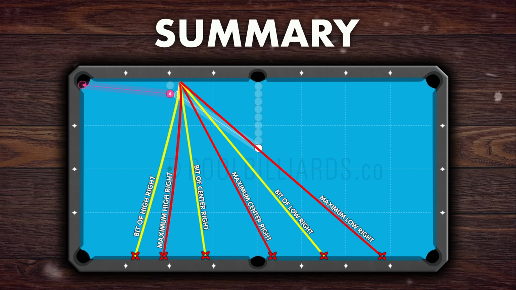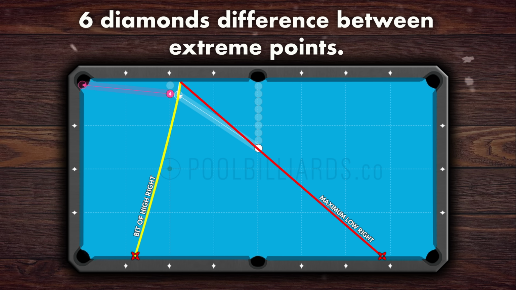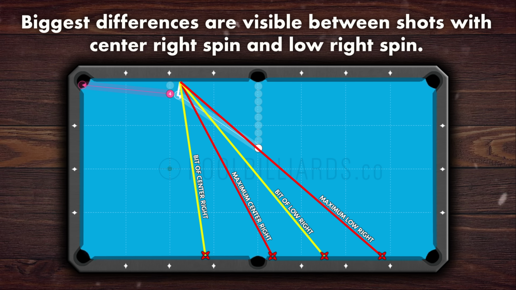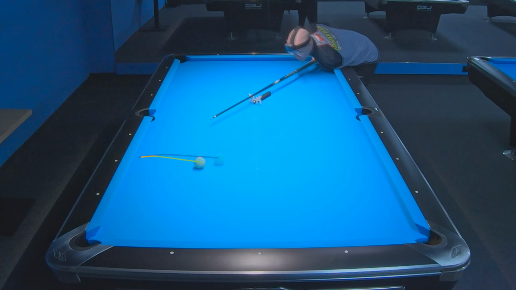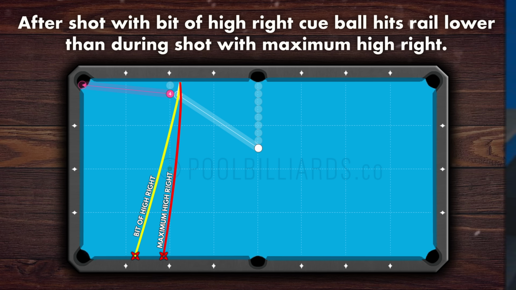However, if we try to compare all 6 shots with different types of right spin, then we can observe a much wider difference between each shot. This time, the difference between extreme points is almost 6 diamonds, but the biggest distances between shots we can observe are between shots with center right spin and low right spin. And as I mentioned before, very interesting is the situation that the cue ball after a hit with a bit of high right hits the rail a bit lower than during the shot with maximum high right.